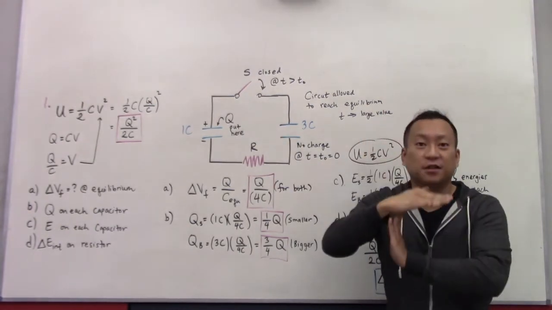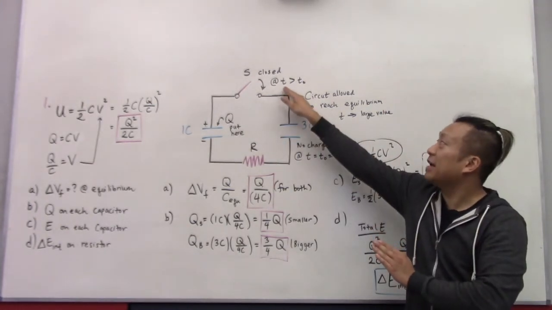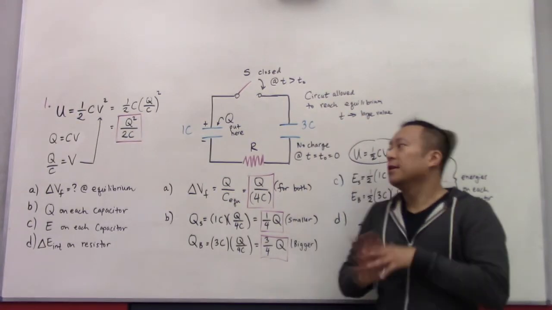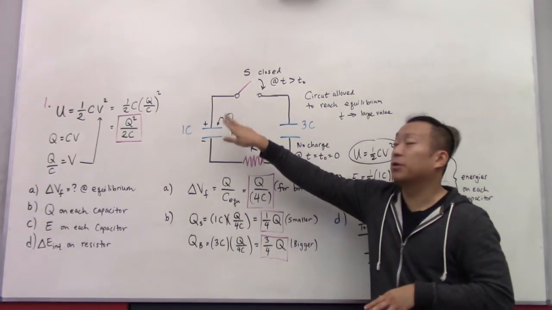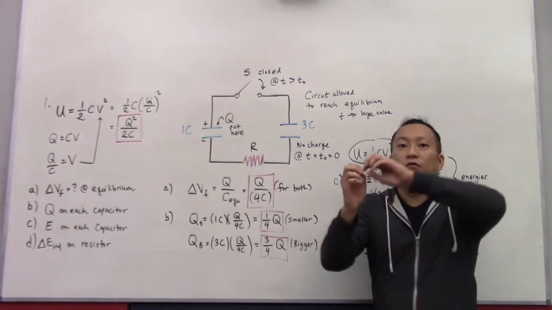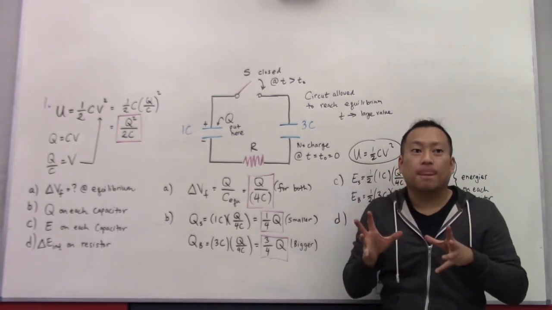When the switch is closed, that's why I say that t greater than the initial time, the circuit is allowed to reach equilibrium. So there's a charge here, some amount of charge, I don't know what it is, some charge. And when we put it there, they're going to redistribute themselves. Right?